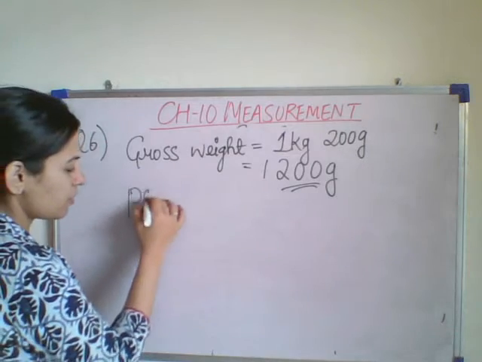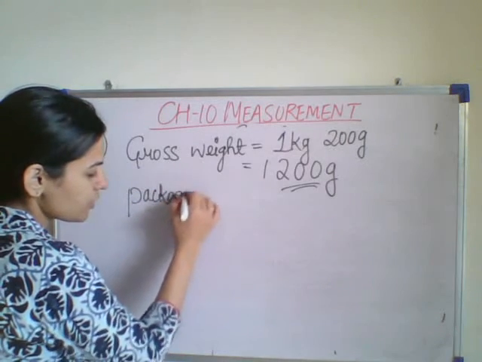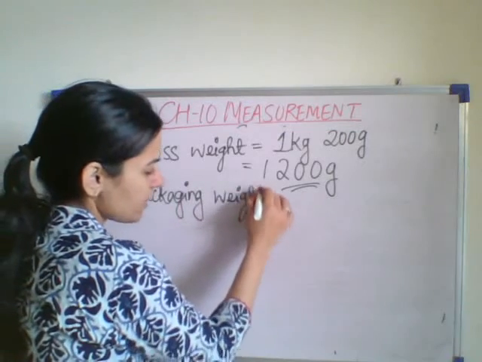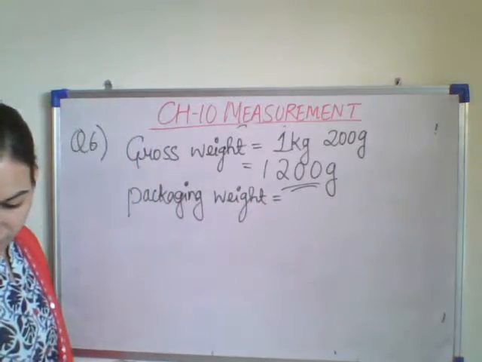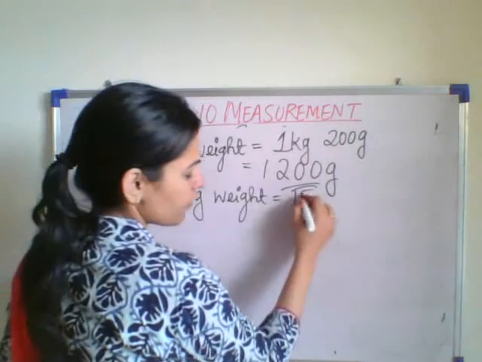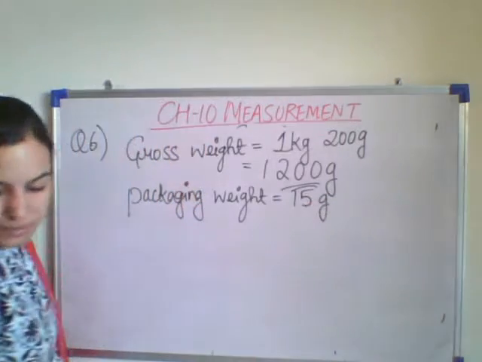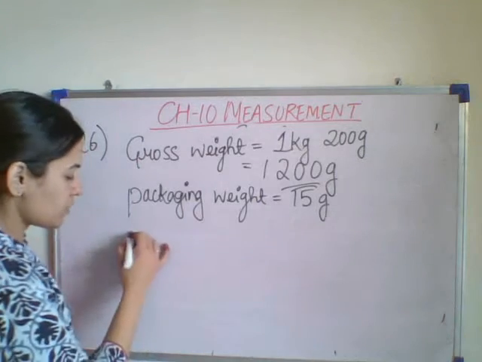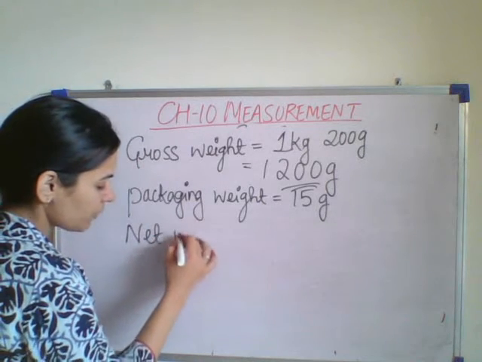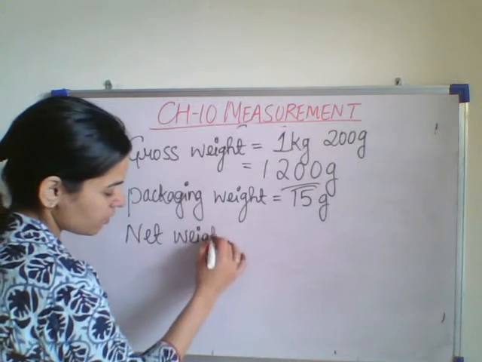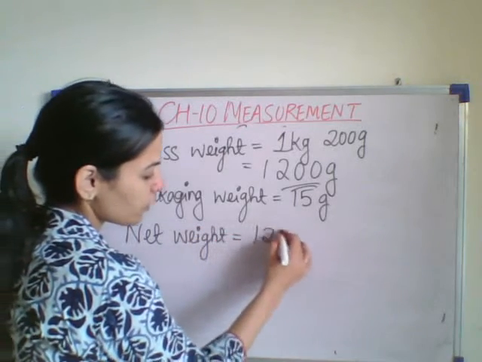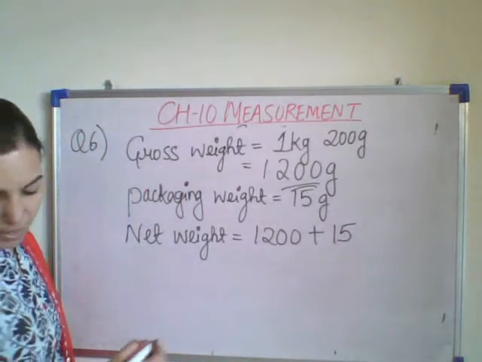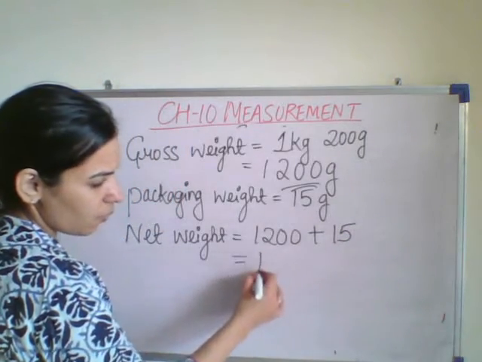Packaging weight. What is the packaging weight here? The packaging weight here it is given, it is 15 gram. This is the packaging weight. So we have to find the net weight. So what will be the net weight? The net weight will be equal to 1200 plus 15.